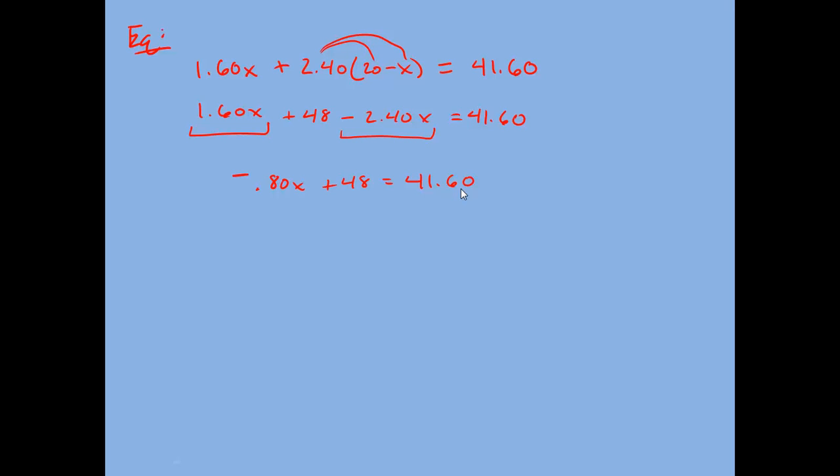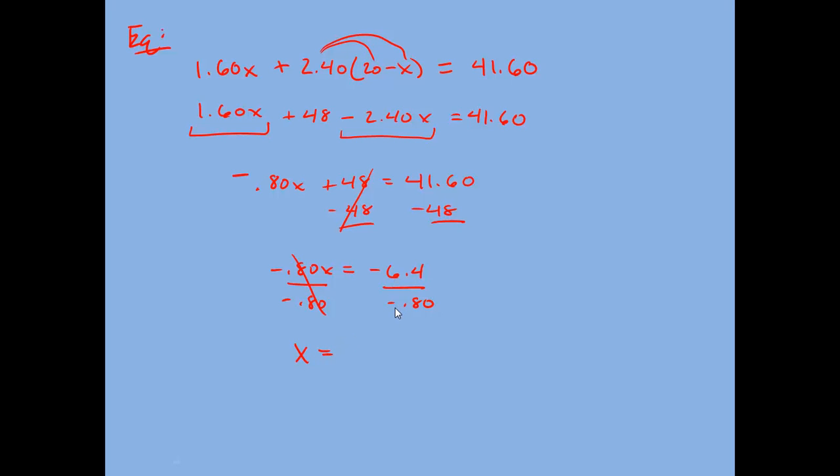And now solving like normal, we're going to isolate our variables on one side of the equation, so we're going to subtract 48 from each side. These cancel, and you're left with negative 0.80x is equal to 41.60 minus 48, which gives us a negative 6.4. And to solve for x, we're going to divide by a negative 0.80. These cancel out. We're left with x is equal to.